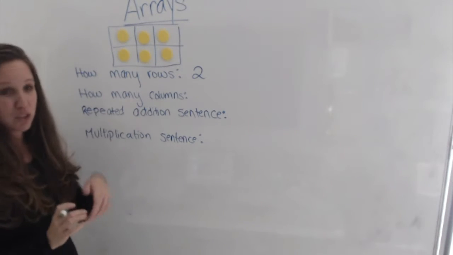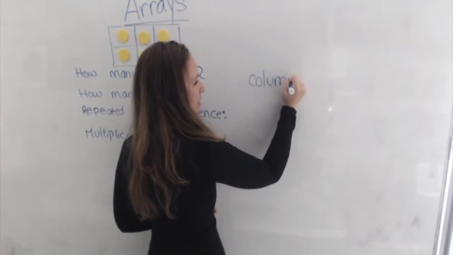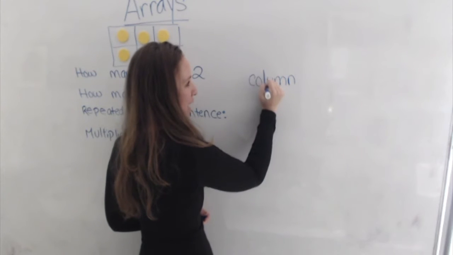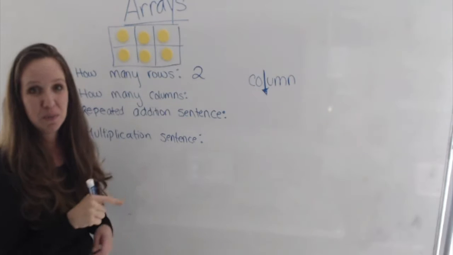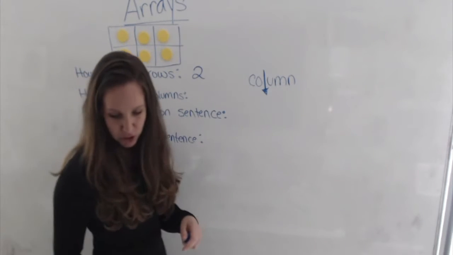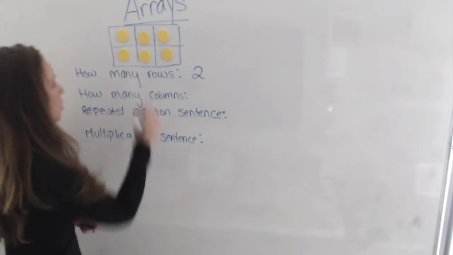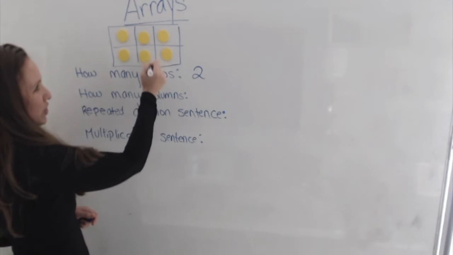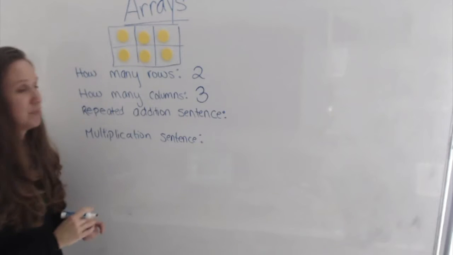And columns go up and down. If I look at the word column, and then look what I can do to the L, I can make it look like a down arrow. And that tells me what a column is. It's how many times I go down. So, how many columns do I have? 1, 2, 3. I have 3 columns, okay?